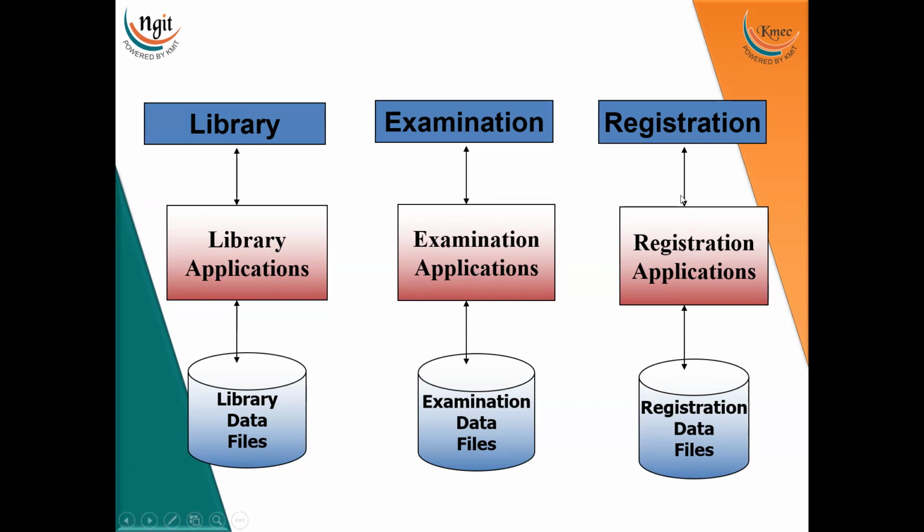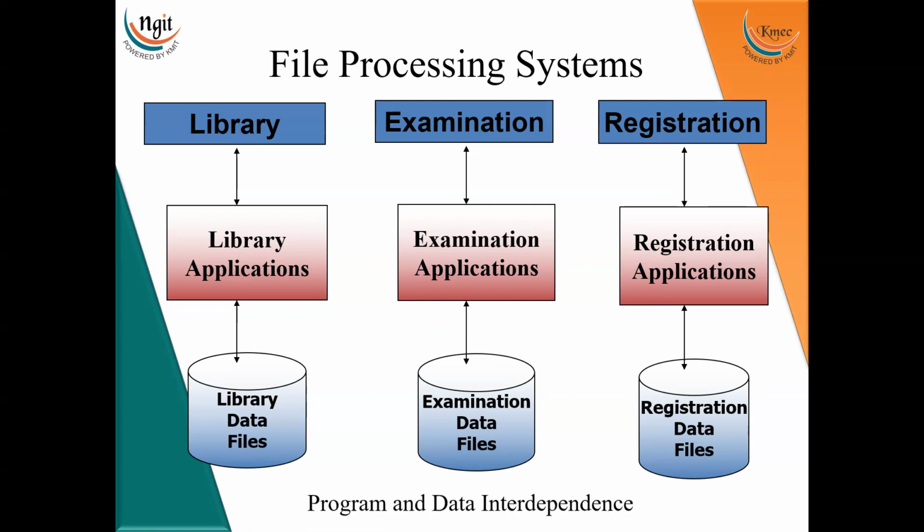Similarly, for the registration application, all the registration related data can be maintained in various other files which can be accessed. So every application has its own set of files which can be accessed and finally serviced to the users. This is what is called a file processing system, wherein data will not be accessible from one type to the other type.